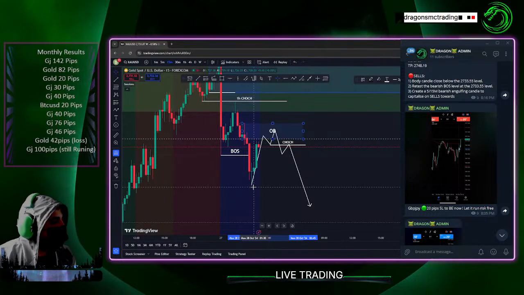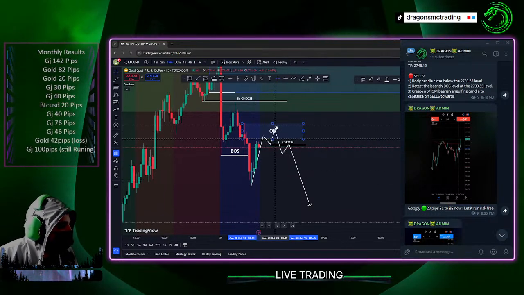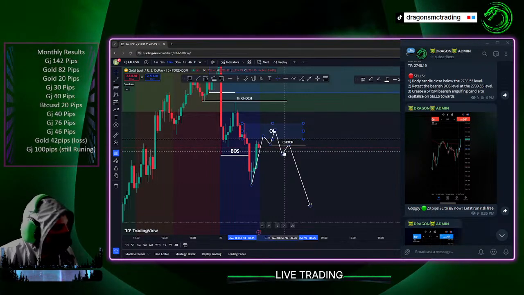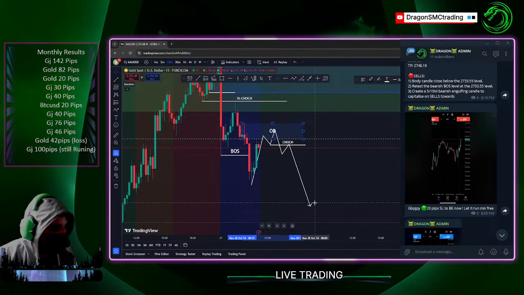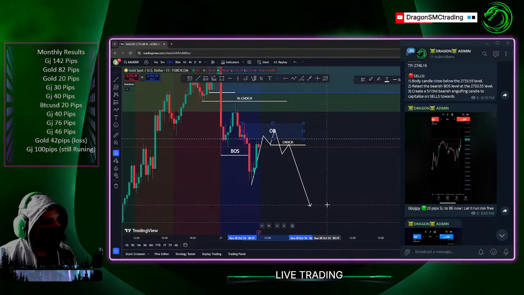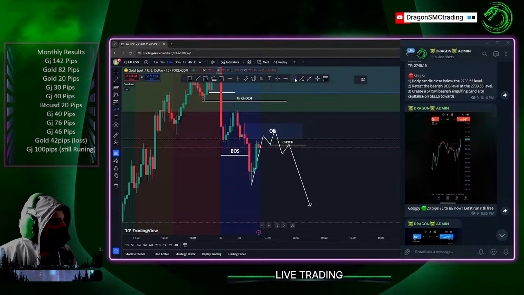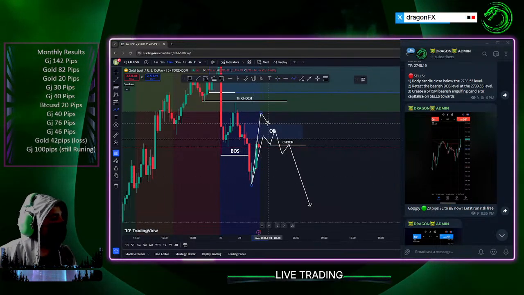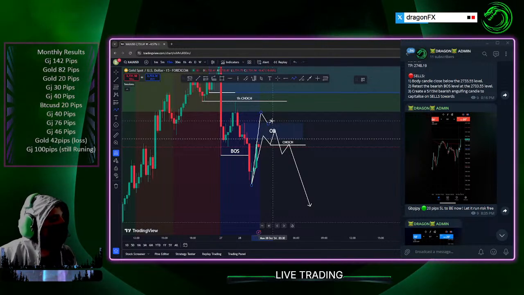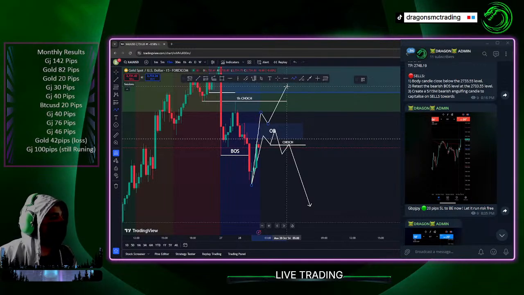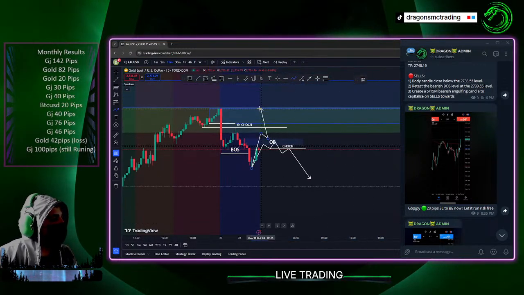Scenario number one is price retests, creates a bearish 5 or 15-minute change of character with a body candle close, retests that change of character to look for some sells. Okay, this is a scenario for a sell. The scenario for a buy, I do need to see price break above this OB with a body candle close, retest, create a 5 or 15-minute bullish engulfing candle to look for some buys, targeting this high right here.